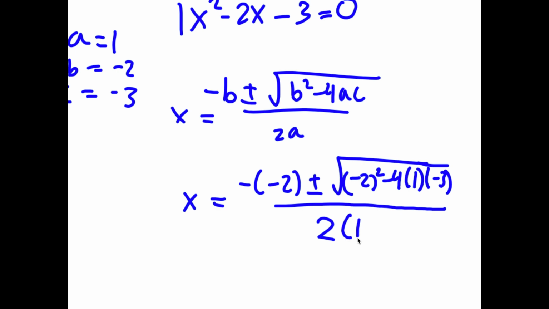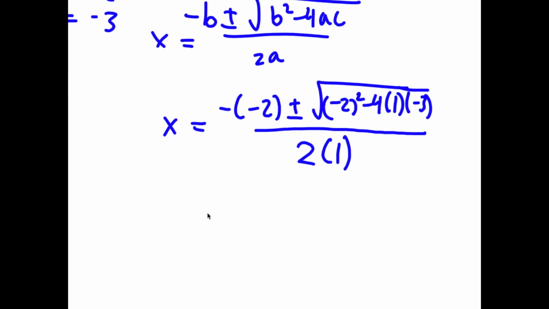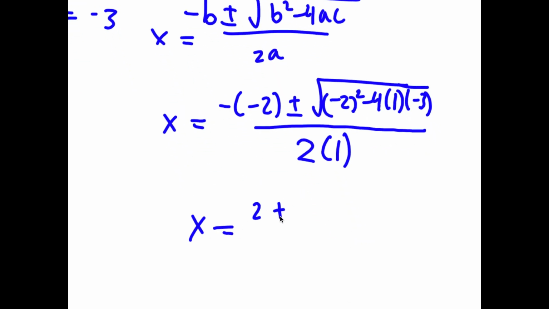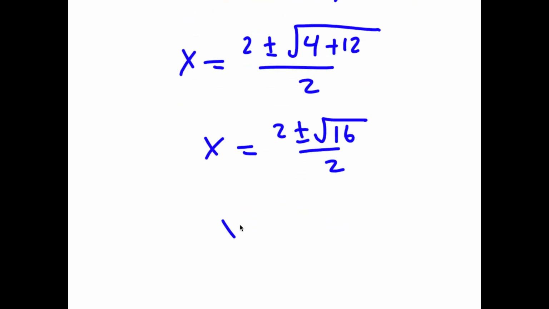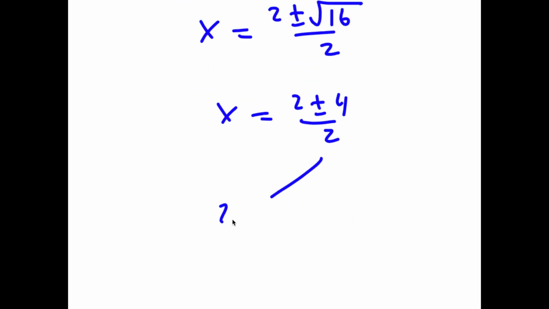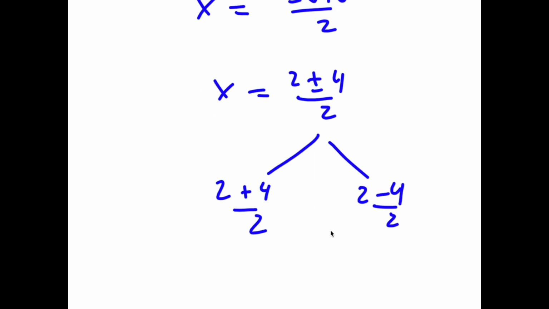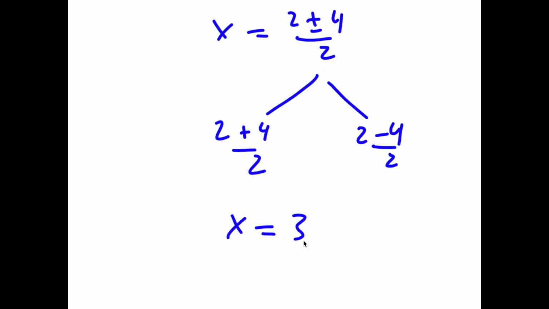And I have this over 2a, so 2 times 1. So now this is equal to 2 plus or minus the square root of 4 plus 12 over 2, which is equal to 2 plus or minus the square root of 16 over 2, which is equal to 2 plus or minus 4 over 2. So now I have 2 plus 4 over 2 and 2 minus 4 over 2. So I'll get x is equal to 3 or negative 1.